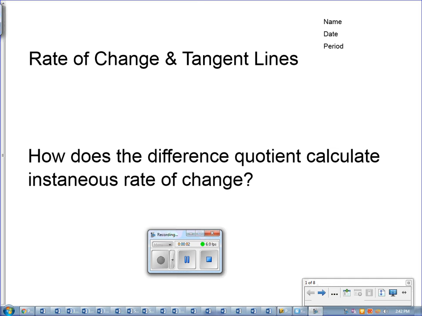The title of this note is Rate of Change in Tangent Lines. And the outcome is that you're going to be able to describe how the difference quotient calculates instantaneous rate of change. So there's a couple of key vocabulary words there.